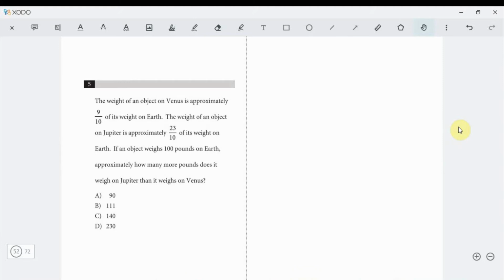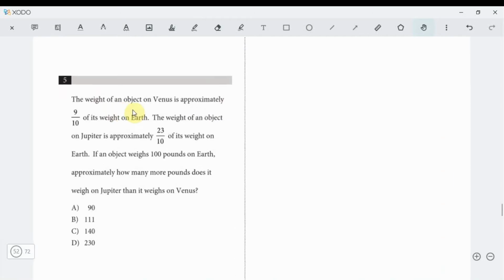Question 5, it says the weight of an object on Venus is approximately 9 over 10 of its weight on Earth. Alright, so what they're telling us is that the weight of something, let me call it W. So the weight of an object on Venus, WV, meaning weight on Venus, is 9 over 10, sorry, not 8, 9 over 10 the weight on Earth. So let's call the weight on Earth E.